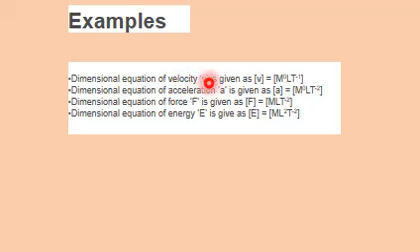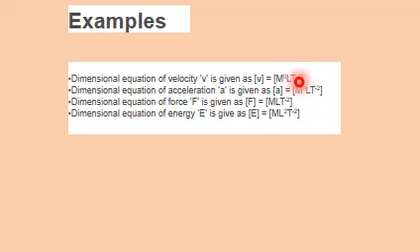So how can you write this dimension? You have to write this dimension as LT minus 1. Now there is written M0. M0 means there is no existence of mass in the formula of velocity.